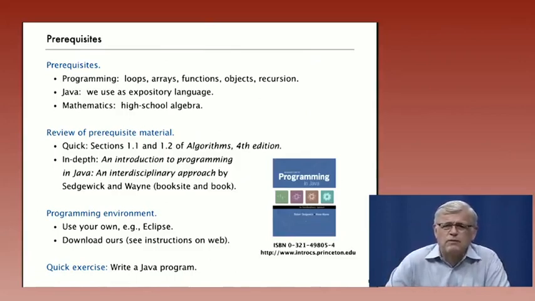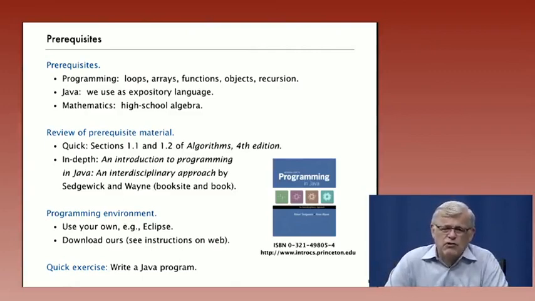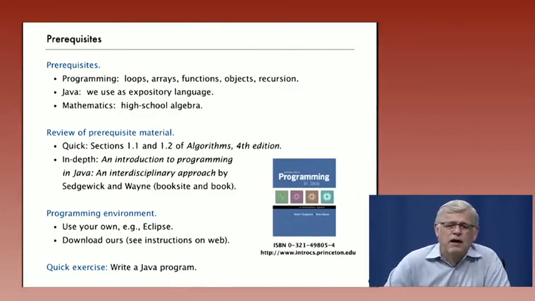If you want to review the material that we think is prerequisite to the material in this course, you can do a quick review by looking at sections 1.1 and 1.2 of the book, either at the book site or in the textbook. If you want an in-depth review, we have a full textbook called An Introduction to Programming in Java: An Interdisciplinary Approach. There's a book site and a textbook as well. But the bottom line is you should be able to program. And the quick exercise to get ready is to write a Java program on your computer, perhaps using our programming model as described on the book site. We'll provide much more detailed information on that as we get into the assignments. You can use your own programming environment if you're comfortable with one, or you can download ours. We have instructions on the web about how to do that.